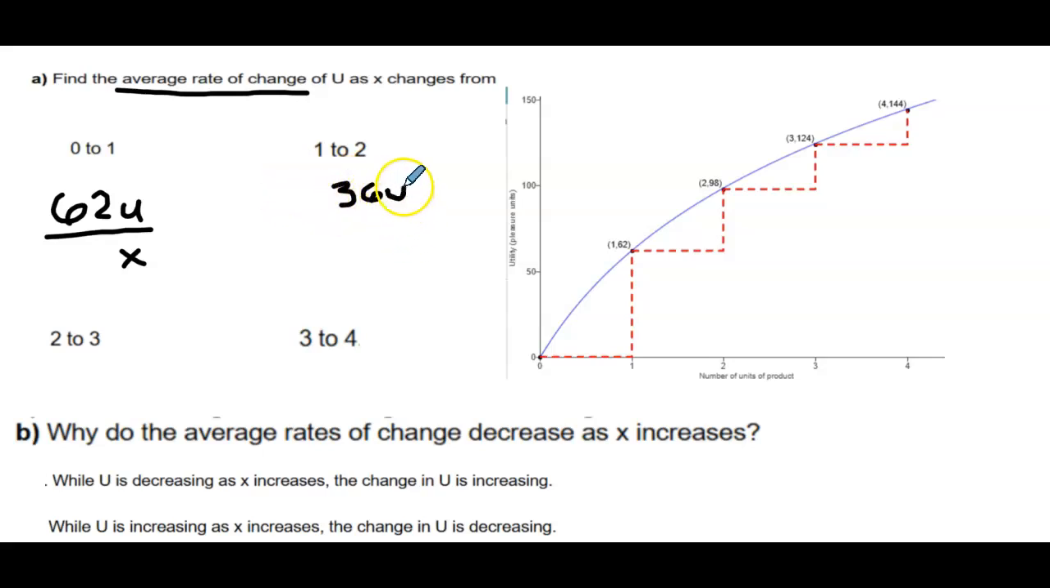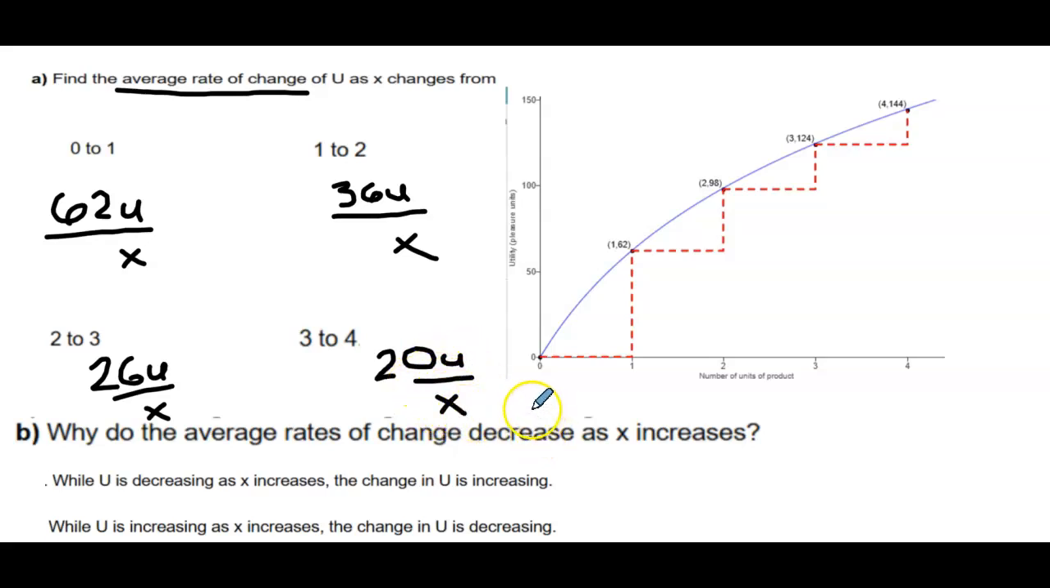Change of 36 in the U, utility, pleasure units, per, again, single change in the x-axis because we went from 1 to 2. So this is the amount of utility that the consumer derived from consuming that second product, having already consumed the first. So from 2 to 3, same deal. We're going from 98 to 124. That should be 26. 26 pleasure units per product consumed. And then from 3 to 4, looks like 20. 20 utility pleasure units per unit of this product.